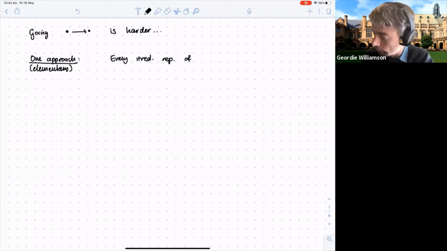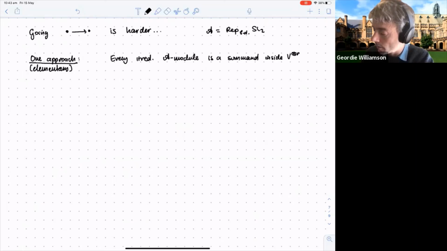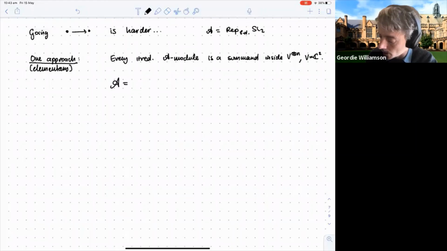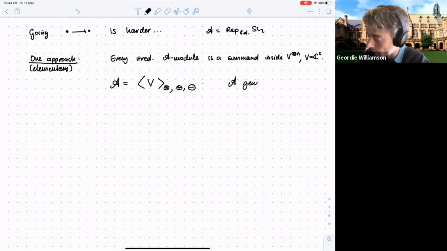I just want to recall briefly, every irreducible in our tensor category A. Remember, A is the finite dimensional representations of SL2. Every irreducible A module is a summand inside V tensor N, where V is the natural representation of SL2. Again, because this is a faithful module. And so what this tells us is that A is tensor generated by the natural representation. So this monoidal category is generated by one object.